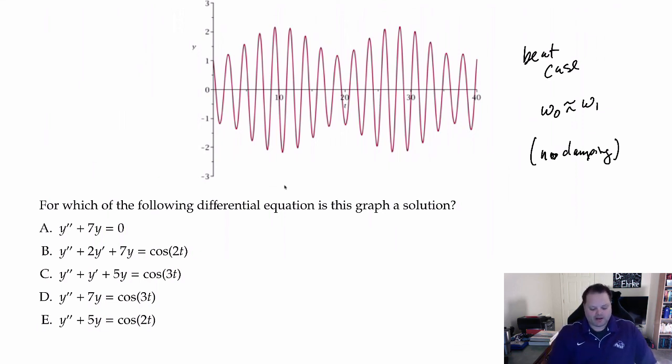So I can't include A because it doesn't have a forcing term. I can't include B because it does have damping, so I don't have a beat state possible. Same thing is true for C. There's no beat state possible because there's damping there. So it comes down to D or E as being the only possible choices. I'm going to let you take a look at it and see if you can narrow it down further.